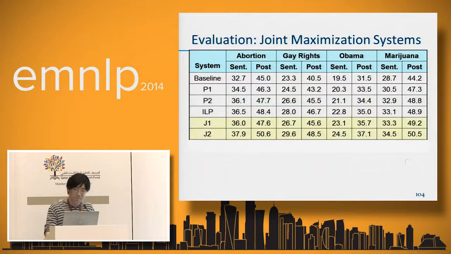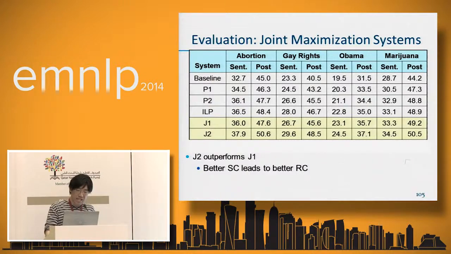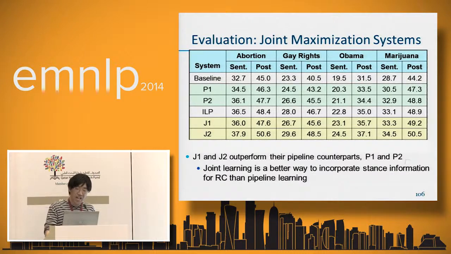Now let's take a look at two of our joint maximization systems, J1 and J2. You can see here that J2 outperforms J1. Again, that means that better stance classification performance via sequence modeling indeed leads to better reason classification performance. Also, both J1 and J2 outperform their pipeline counterparts P1 and P2, suggesting that joint learning is indeed a better way to incorporate stance information for reason classification than pipeline learning.